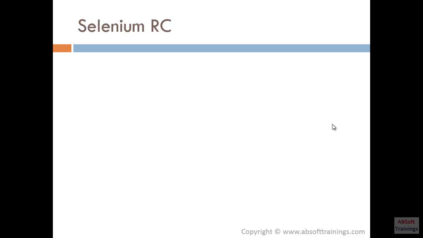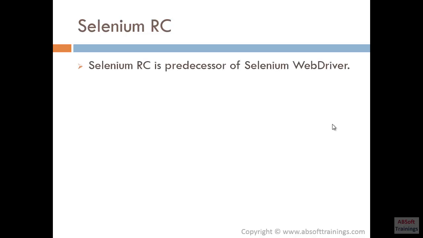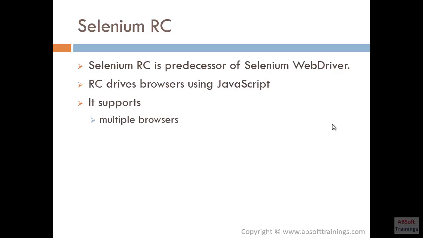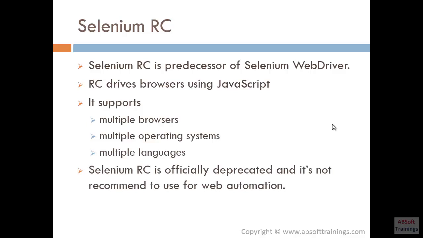Coming to Selenium RC. Selenium RC is the predecessor of Selenium WebDriver. RC drives browsers using JavaScript. Whatever actions we do in the browser, we are going to code that using Selenium RC, and it will send respective JavaScript commands. So it is not a good way of automation. Even though it supports multiple browsers, multiple operating systems, multiple languages, due to the limitations and due to using JavaScript, it has been officially deprecated and Selenium WebDriver was introduced.